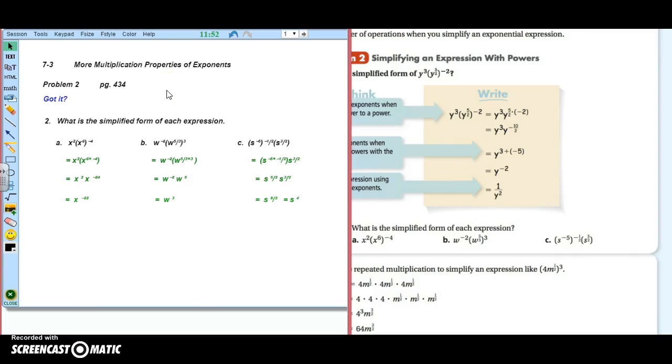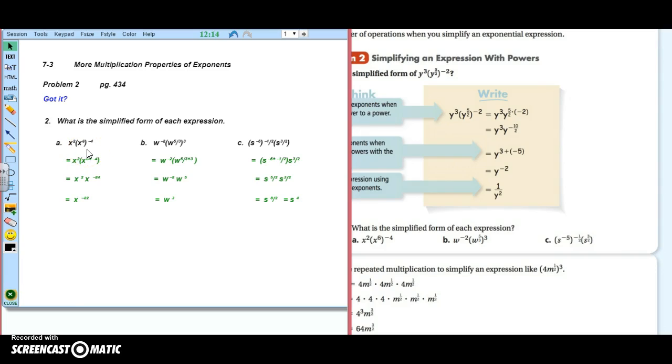This is section 7.3, more multiplication properties of exponents. Problem 2, the "Got It," on page 434. What is the simplified form of each expression? Part A says x squared times (x to the sixth) raised to the negative 4.